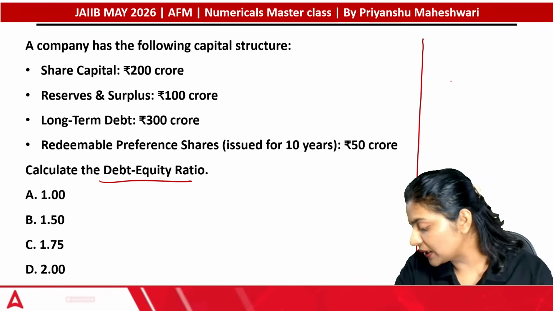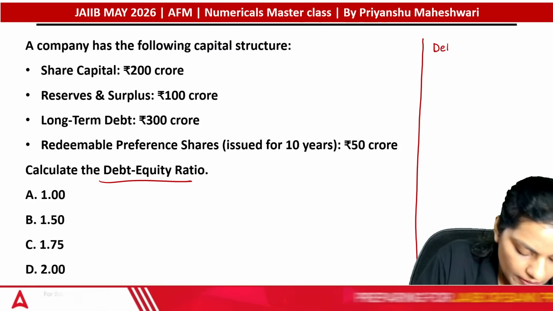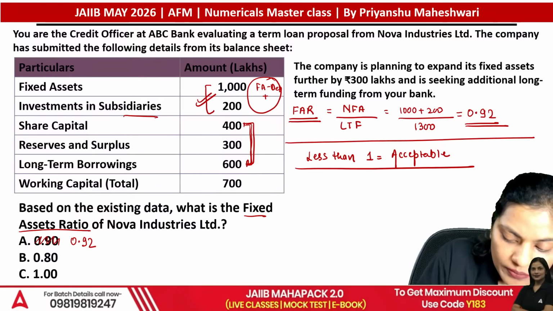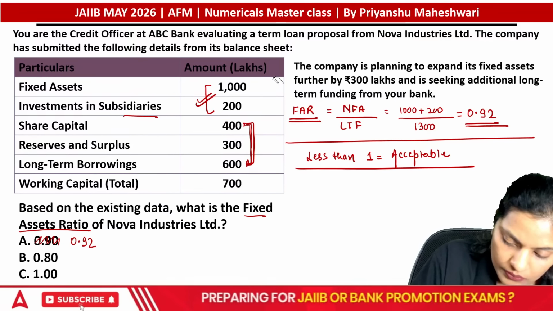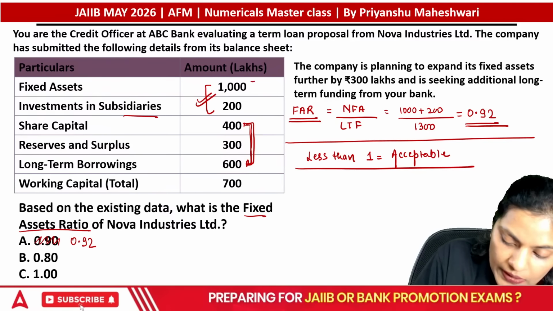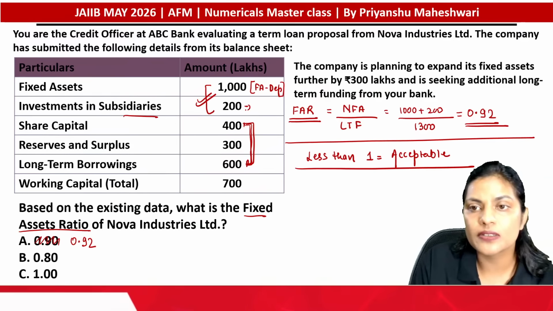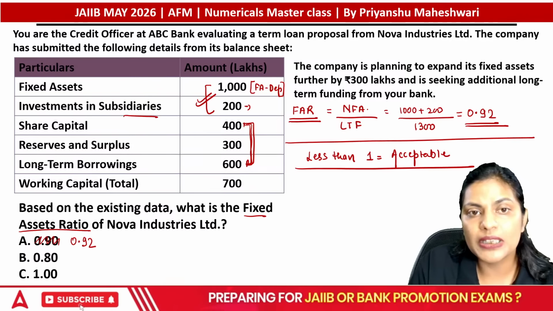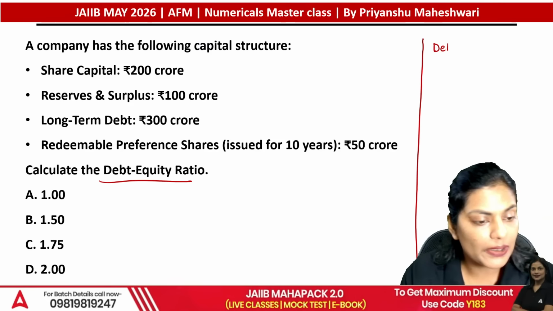Depreciation will be subtracted, not added. It has to be subtracted. This is investment in subsidiaries. Fixed asset, because nothing is given, we will assume that it is net of depreciation. This is investment in subsidiaries. Net fixed asset here means fixed asset plus investment in subsidiaries. Calculate debt equity ratio.